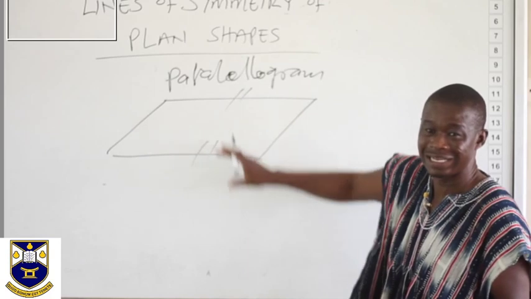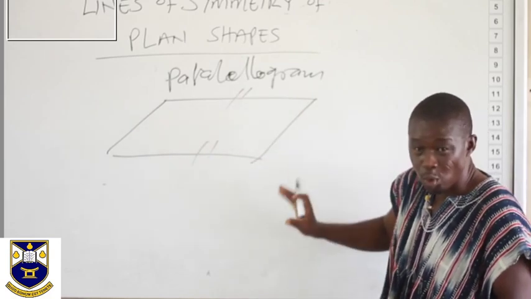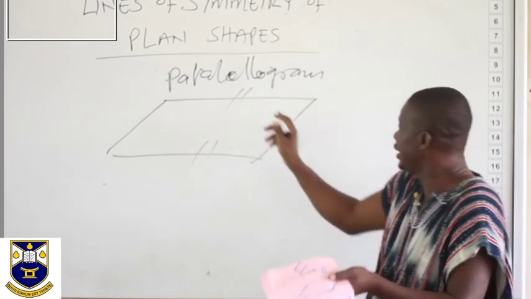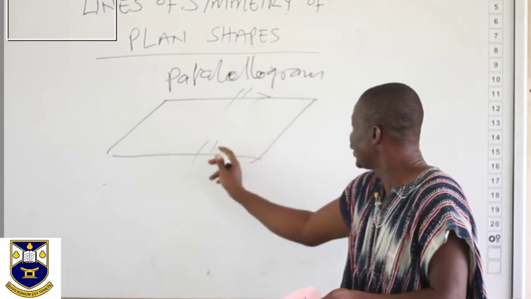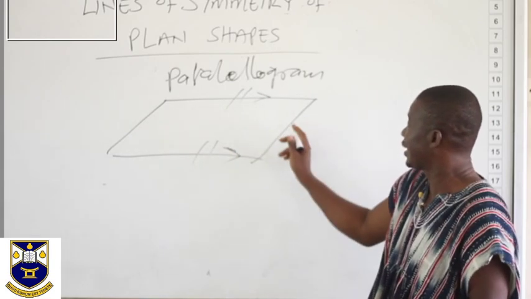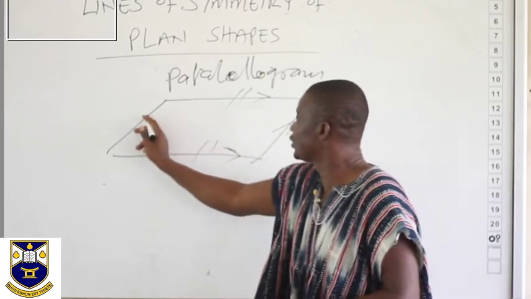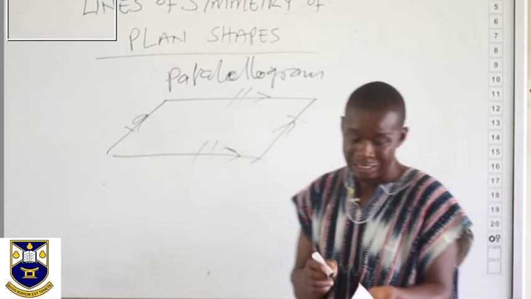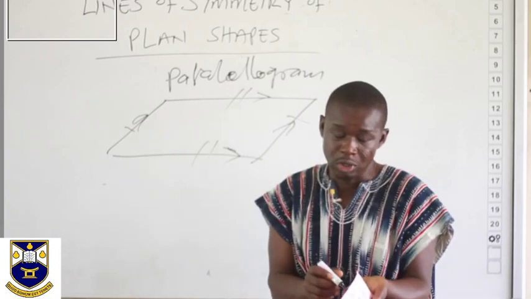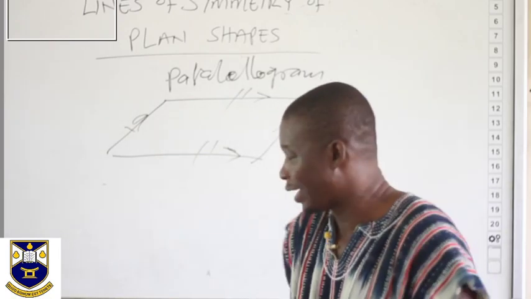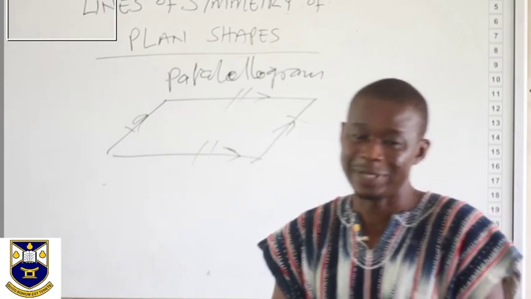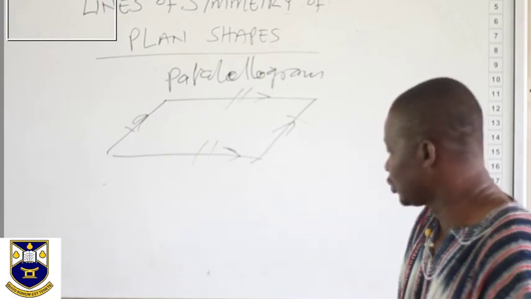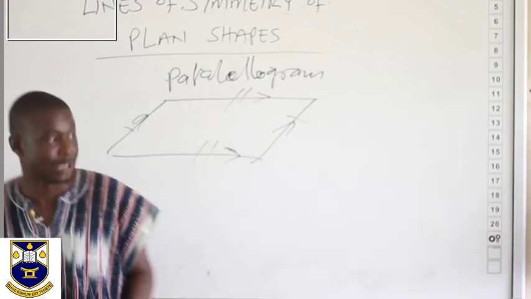The opposite sides are equal and parallel, meaning that when you see this sign on any shape, it means it is parallel. This one too is parallel to this one, and they are at the same time equal. So in fact, go and investigate other types of quadrilaterals and then let me know whether they are symmetric or not. Now let's move on to a circle.